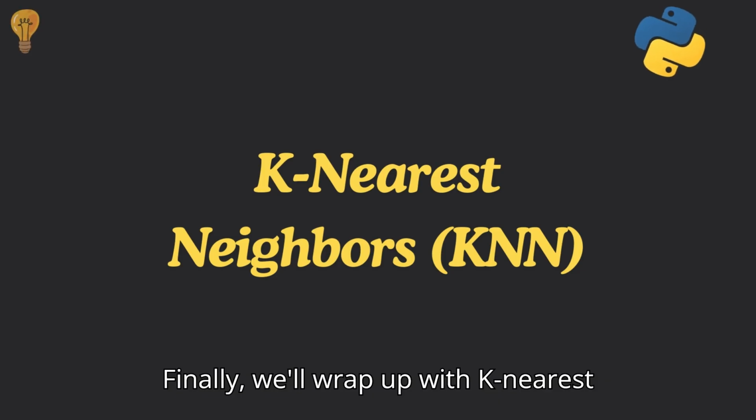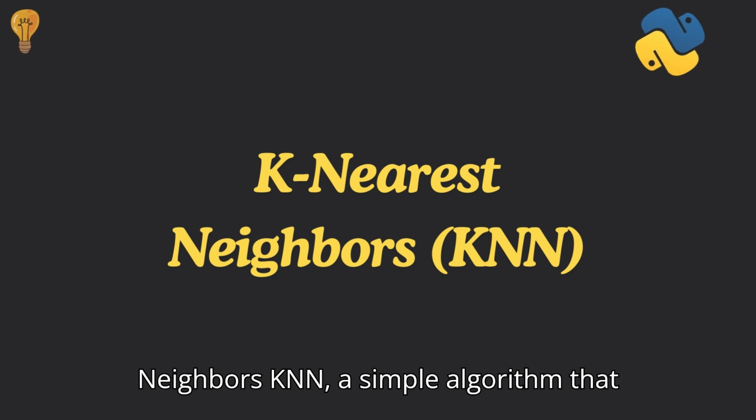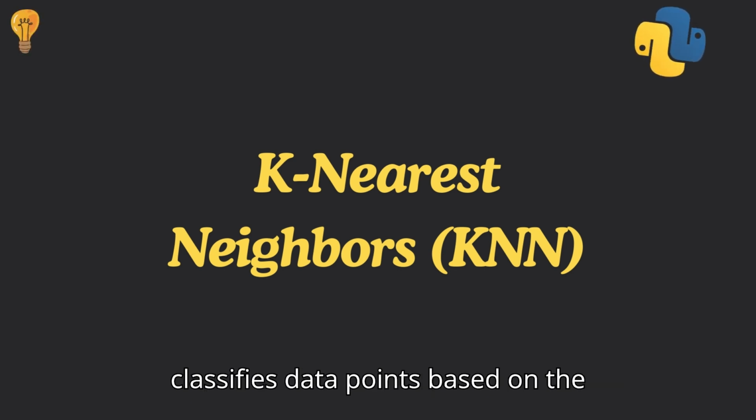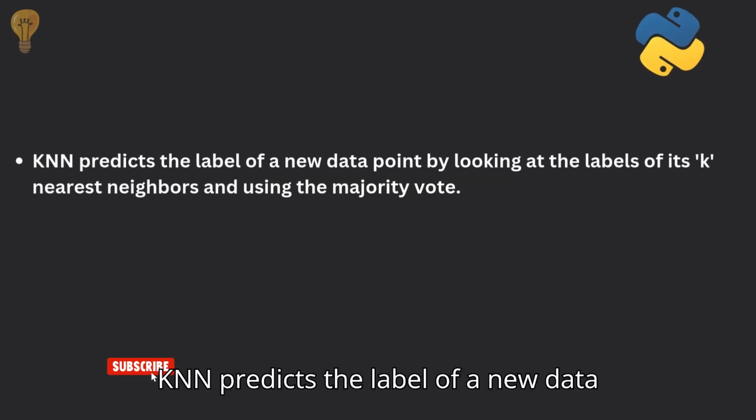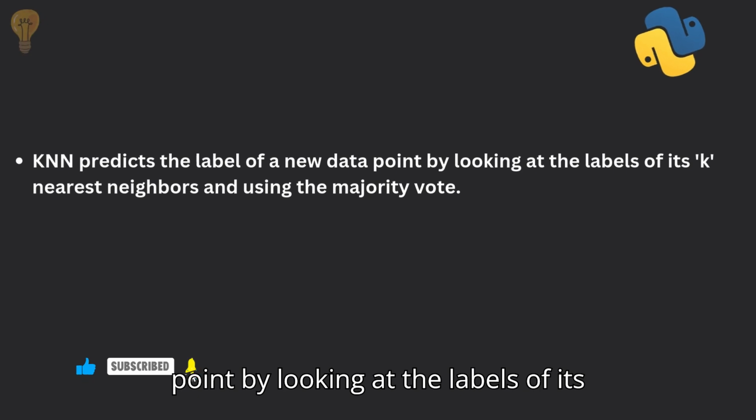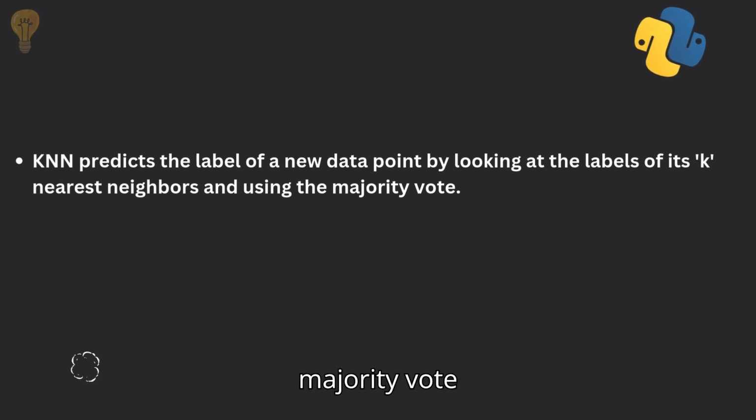Finally, we'll wrap up with k-nearest neighbors, KNN, a simple algorithm that classifies data points based on the nearest neighbors. KNN predicts the label of a new data point by looking at the labels of its k-nearest neighbors and using the majority vote.